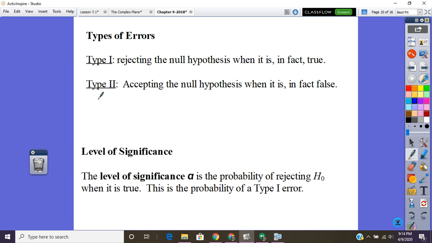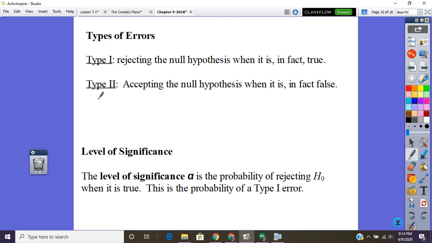We have two different kinds of errors. So type 1 is if we reject the original hypothesis when it is in fact true, that's a type 1 error. And type 2 is saying, okay, what they said is true, but in all actuality it's false. So that's a type 2 error. We can't tell these types of things. You just need to be familiar with these errors.